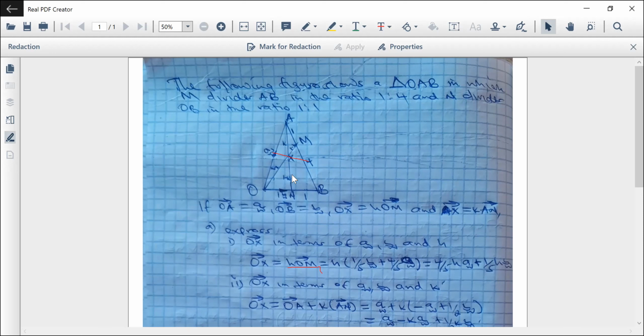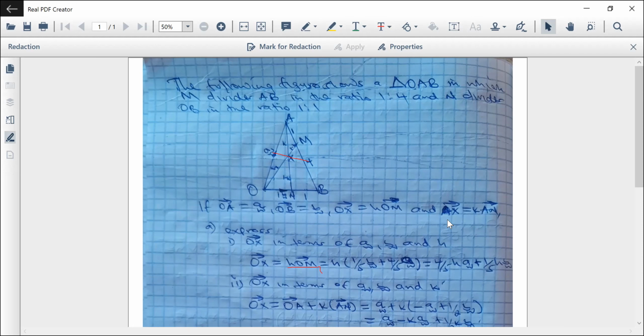Now let's interpret our diagram. They say vector OA is A. You see the direction headed towards A. Then vector OB is vector B. It's here. Now they say vector OX is H OM. So this is H. Now if OX is H, then from X to M, which is XM, is 1 minus H, because if I add H plus 1 minus H, I get 1.